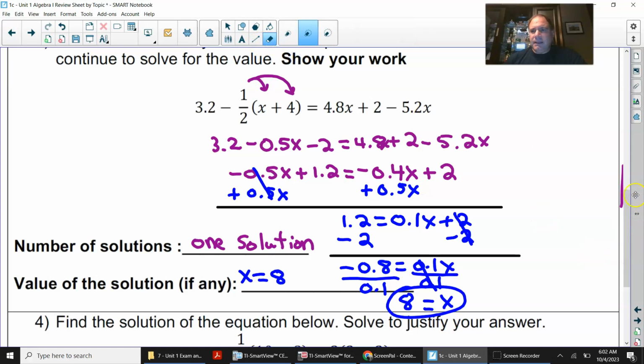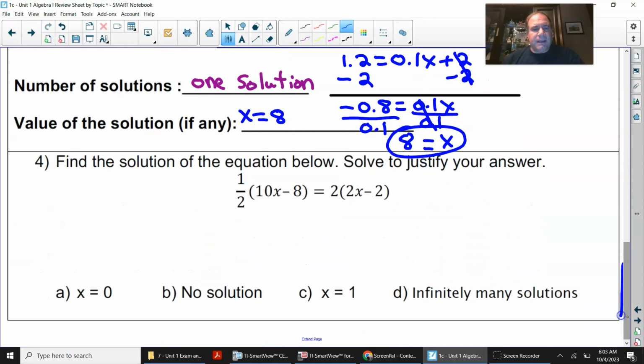All right, and that was a lot of work there. But again, you do distributive property. You combine like terms on the left side, combine like terms on the right side, just use inverse operations, and then you'll follow it through to the end.